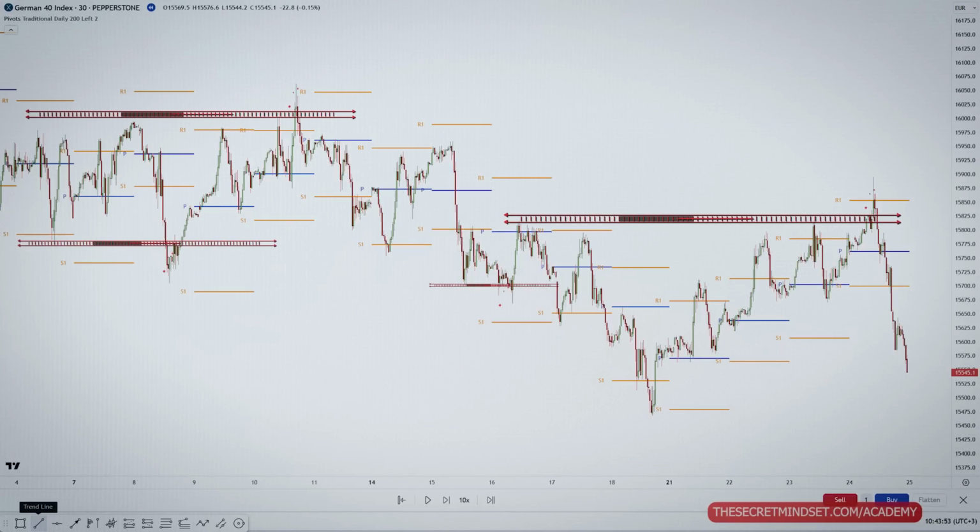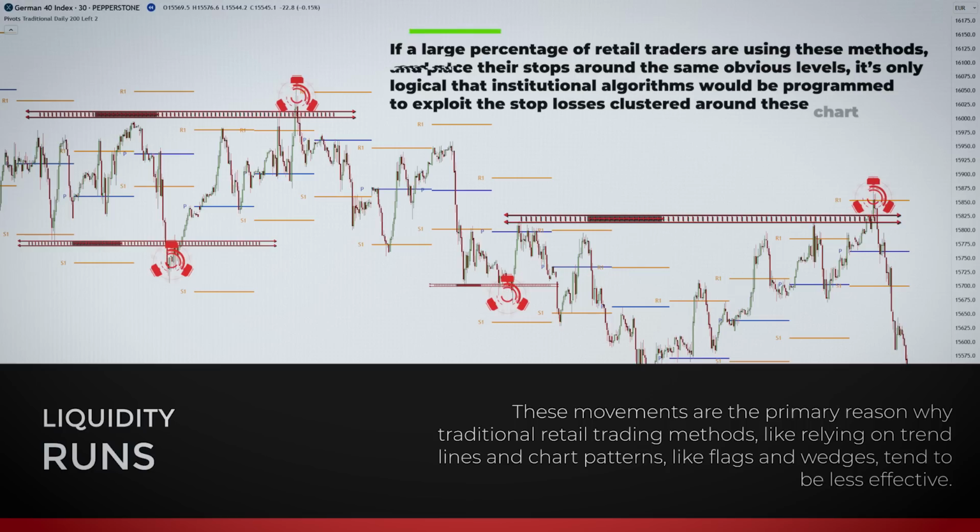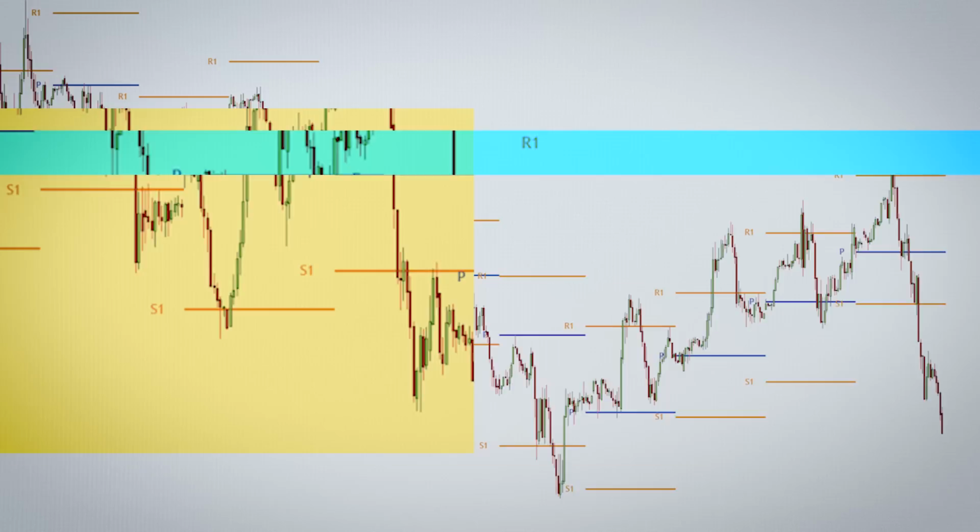These movements are the primary reason why traditional retail trading methods like relying on trend lines or chart patterns like flags and wedges tend to be less effective. If a large percentage of retail traders are using these methods and place their stops around the same obvious levels, it's only logical that institutional algorithms would be programmed to exploit the stop losses clustered around these chart patterns.